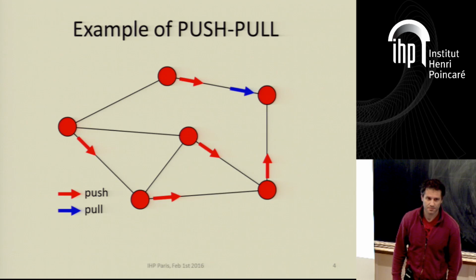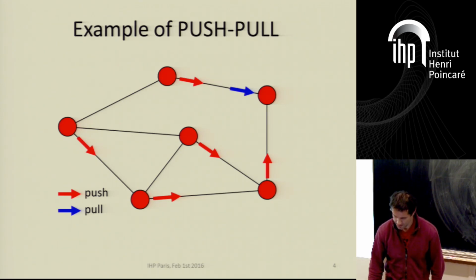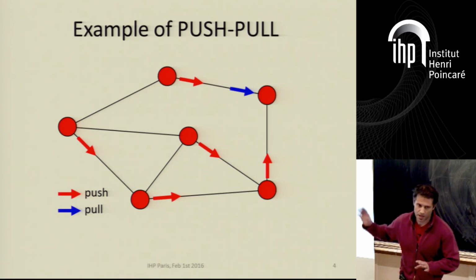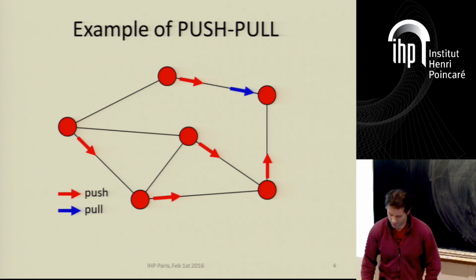So, yes? At the beginning, each node knows only its neighbors, right? Or they know the graph? This is the graph. Sorry, the nodes, they just know their neighbors. But this is irrelevant because now I'm just describing the protocol. But for the protocol, they just need to know the set of their neighbors.